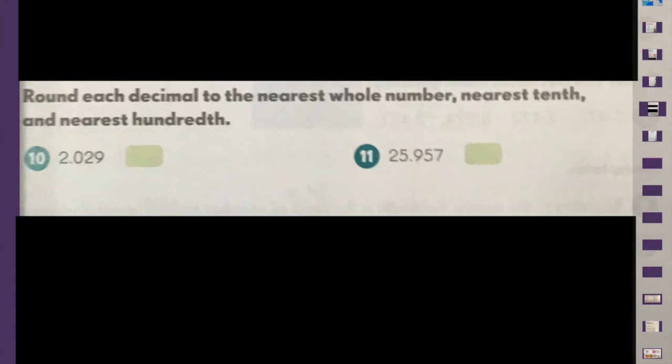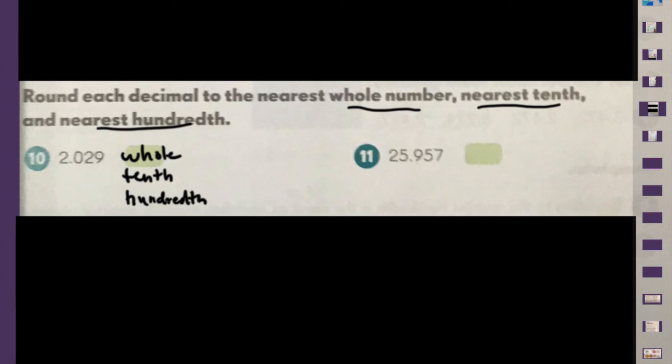All right, I would like you to try these next two on your own. It says round each number to the nearest whole number, nearest tenth, and nearest hundredth. So for each of these numbers, you're going to have 3 times that you round. The first one is going to be to the nearest whole number, the next one will be to the nearest tenth, and the last one will be to the nearest hundredth.